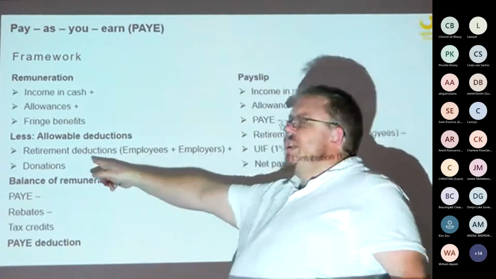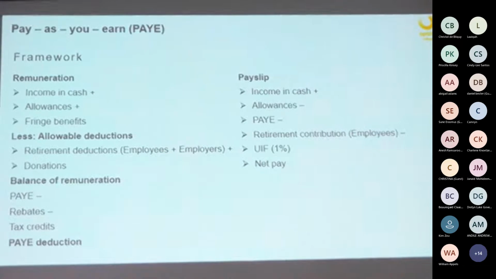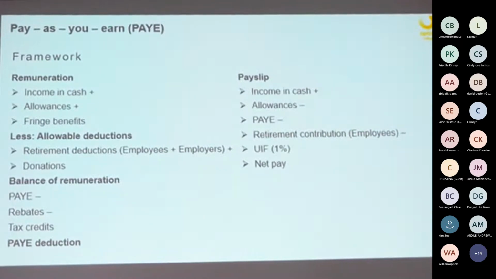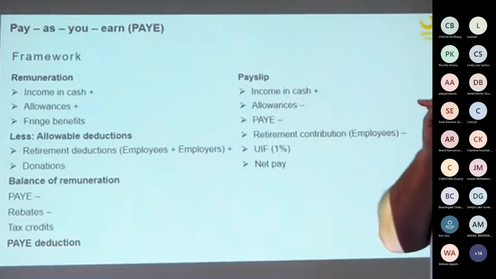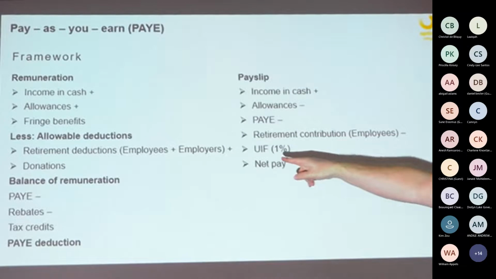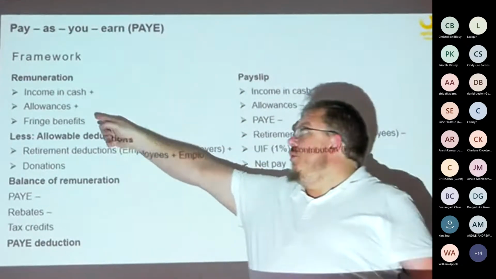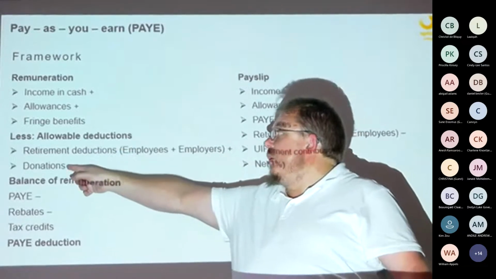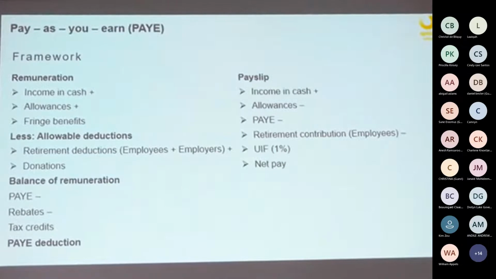Donations: you can deduct donations if you donated to a public benefit organization. It has to be a public benefit organization that is registered as such. Okay, and then you can deduct 5% of your income just before the donation. So your remuneration, less your retirement deduction, you can deduct up to a limit of 5% for donation.